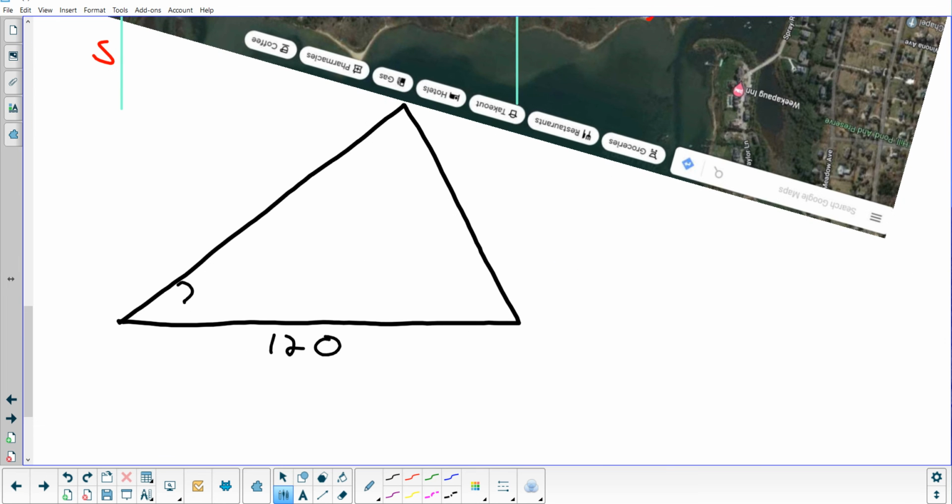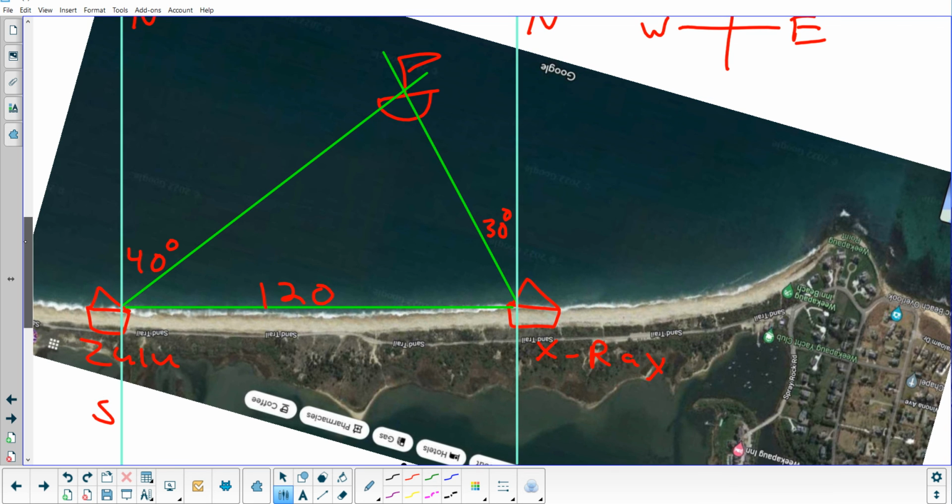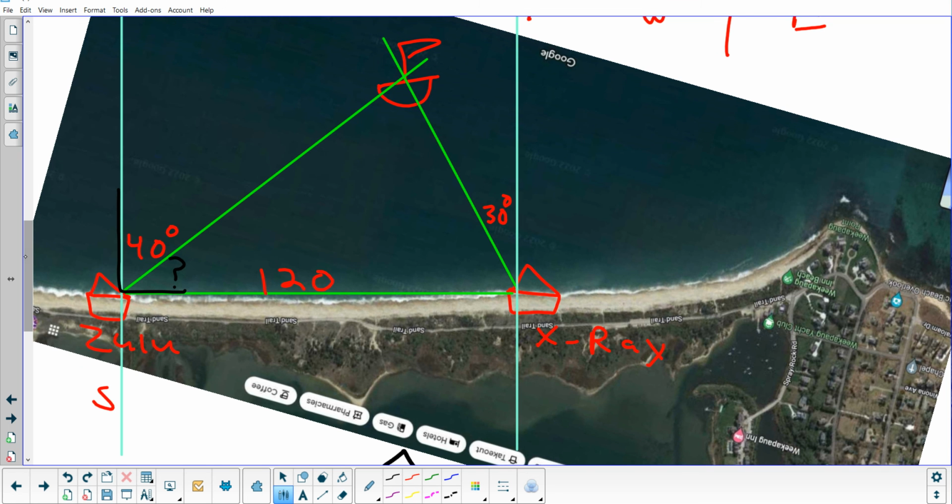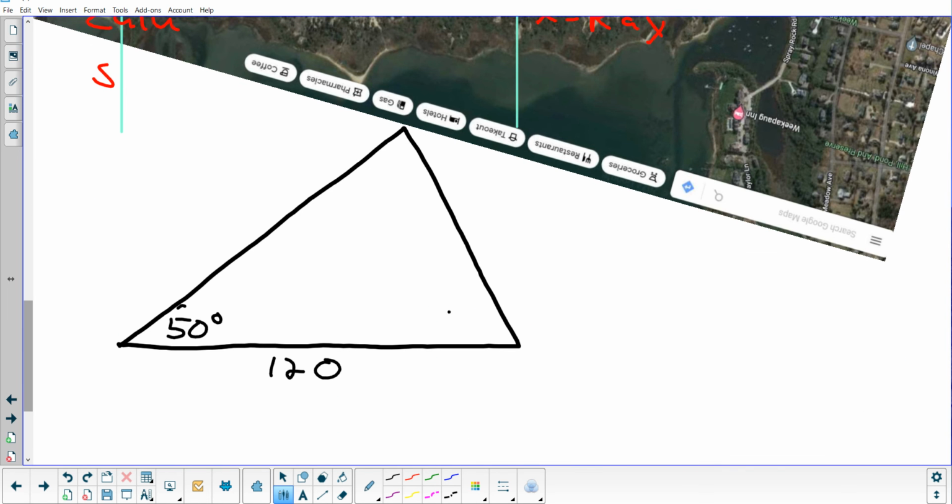How about this angle? That would be this one right here. How much is that? 50. 50, because this makes a 90. So this is a 50. And what about this angle over here? That's a 60, because again, that makes another 90.